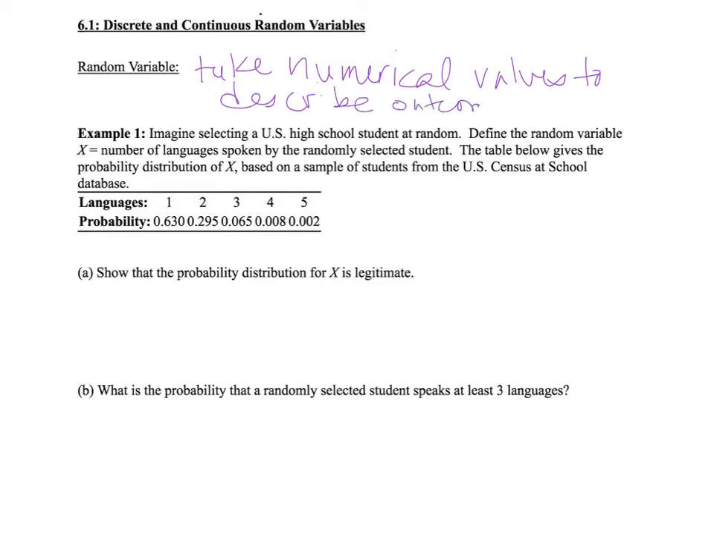Take a look at example number 1. We're going to select a U.S. high school student at random, and we're going to define a variable. Our variable X is the number of languages spoken by a randomly selected student. The table below gives what we call the probability distribution of X. The basic idea of a probability distribution of a random variable, or RV, is that it gives all possible values.